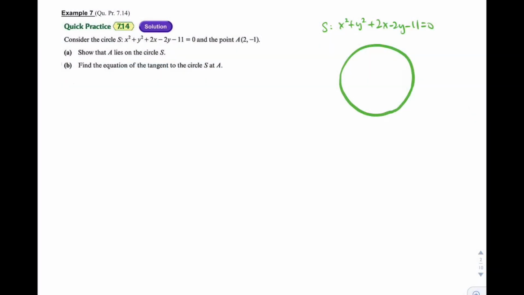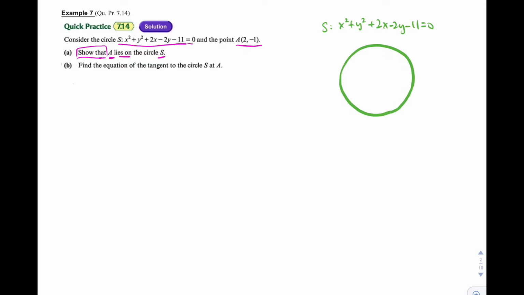Let's study one example, quick practice 7.14. Here you are given the circle S with the equation in general form so that you can find the center and the radius from this equation. And you are given the coordinates of a point A, (2, -1). You don't know where this point is, but for part A, you are asked to show that A lies on the circle S.